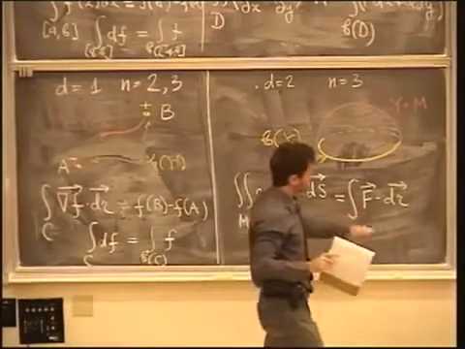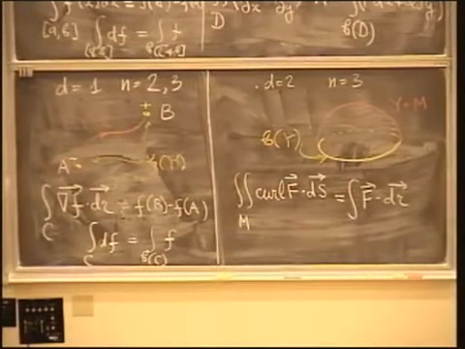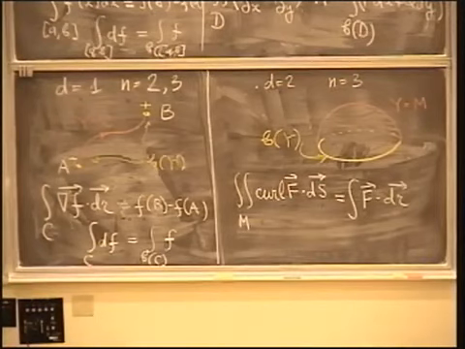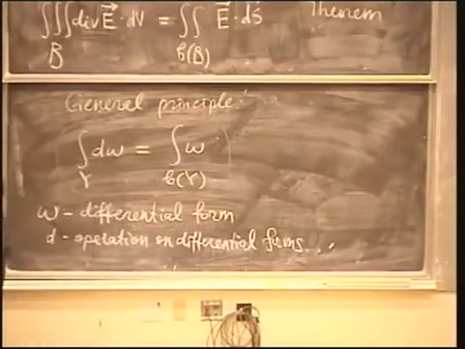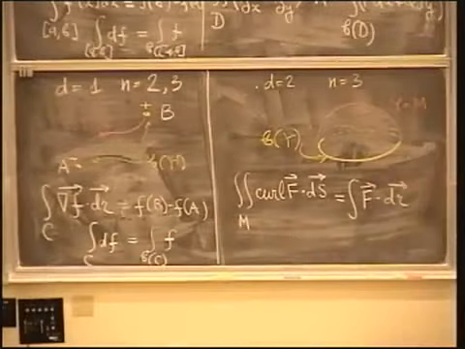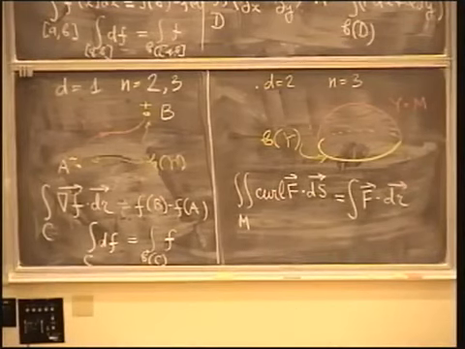Okay? So that's d equal 1. For d equal 1, we have now explained how to get from this general principle by making sense of the operation d. Here d is just the differential of a function. Okay, so let's now go to the second column and look at this example, d equal 2, n equal 2.